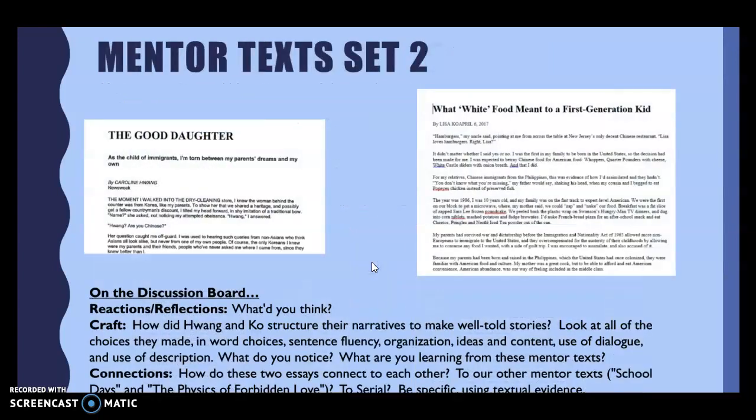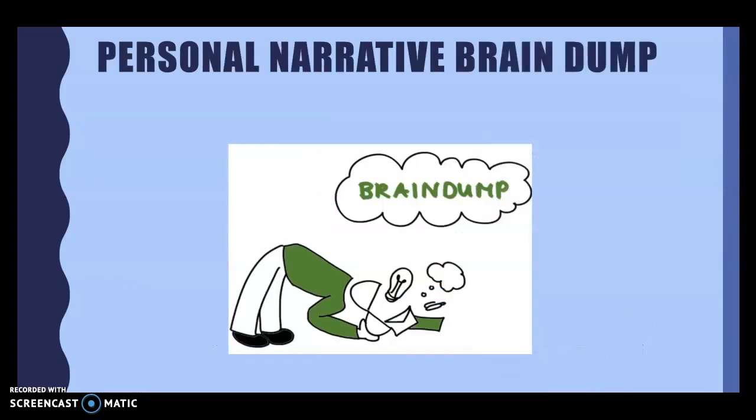Then you have a second set. This time you're really going to be thinking, in addition to the 6 traits, you're also going to be paying attention to some description, the use of dialogue, and how they control time in their story. So looking at these 2 texts, you've got The Good Daughter and also White Food. So 2 sets of mentor texts this week. Remember, these authors we've chosen, they teach you how to tell a good story, so make sure you're learning from these authors.